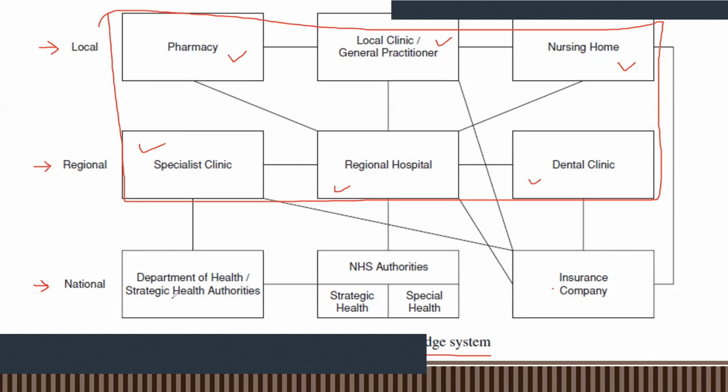At the national level, there are new setups which are added on to the local and the regional setup: Department of Health, Public Health Engineering Department, National Health Services authorities, and also the insurance companies, which set up and provide service on different levels. You can see they are across different levels. These insurance companies are also providing service at the local level as well as at the regional level.